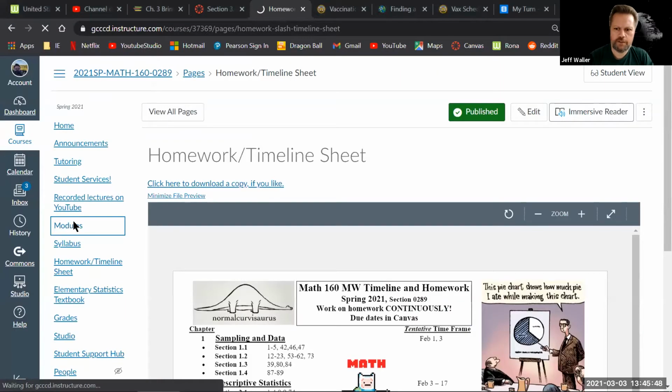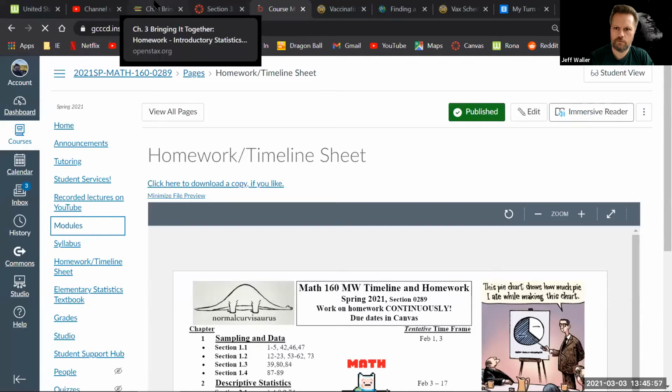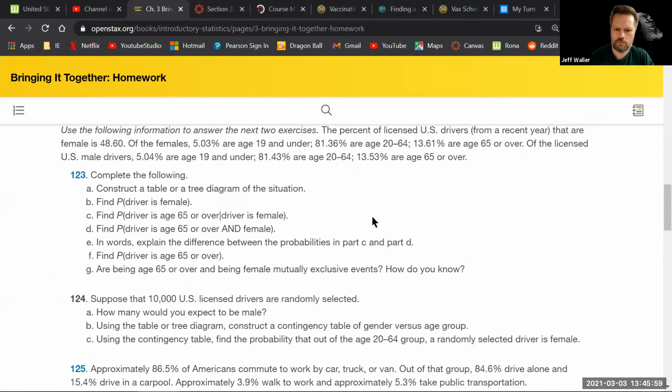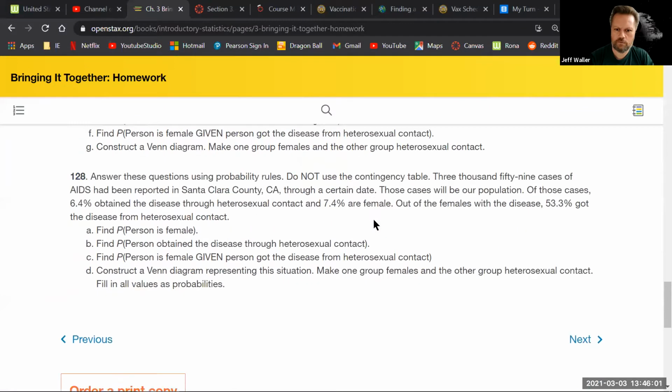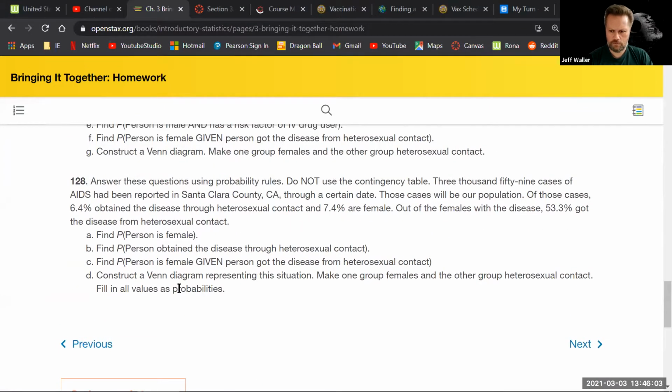Can we work through 128? I'm having trouble figuring out how to do it without using the contingency table. Oh yeah. We're at 128, so let's see. Of those cases, 6.4% through heterosexual contact, 7.4% are female, out of the females with the disease.